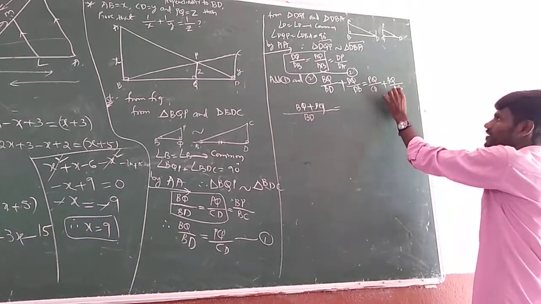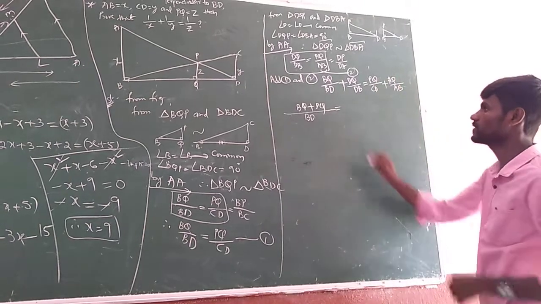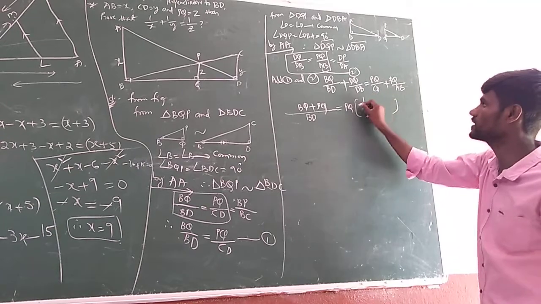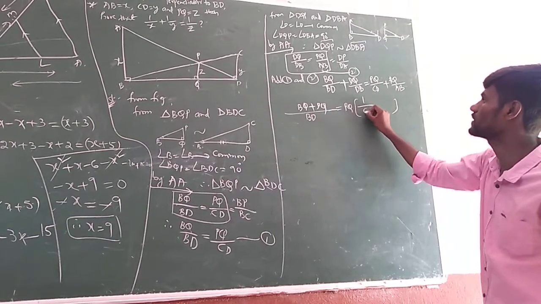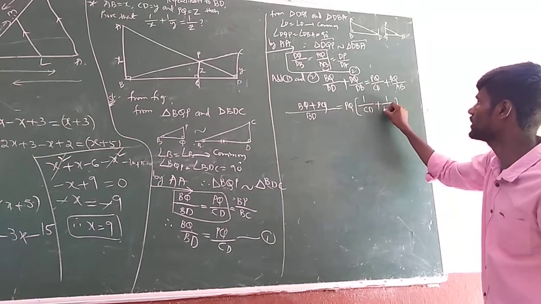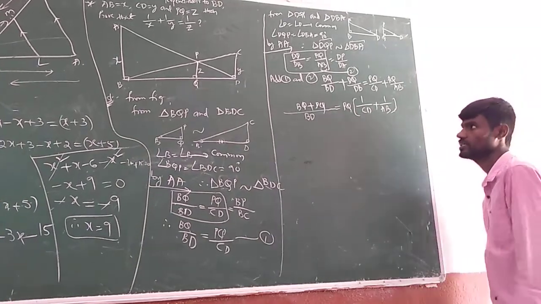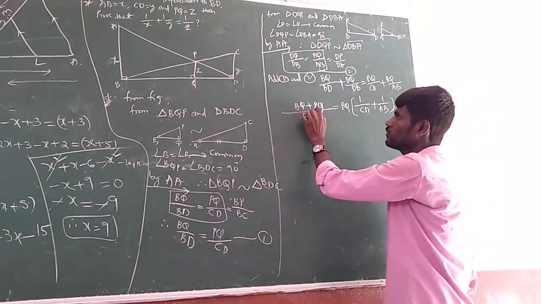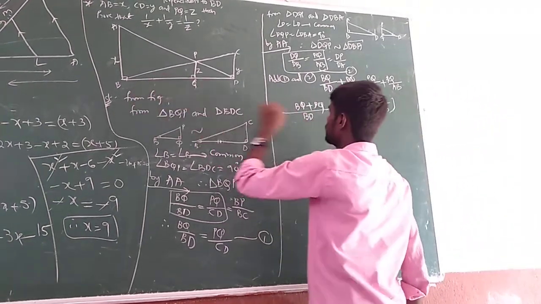Coming to the right side, PQ is common in the numerator. So let us take PQ as common. If you take it common, the numerator is 1, so PQ into 1 by CD plus 1 by AB. Now see here, BQ plus DQ from the figure, what will we get?